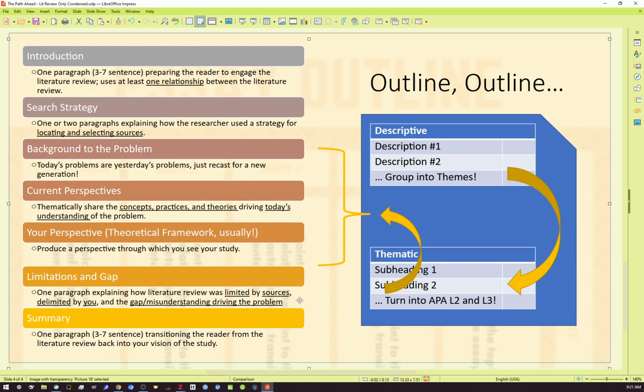Then have a summary to transition the reader out. So if you can get this sort of flow in your own way for your lit review, you're going to find that your lit review won't be so bad, and neither will this homework assignment.